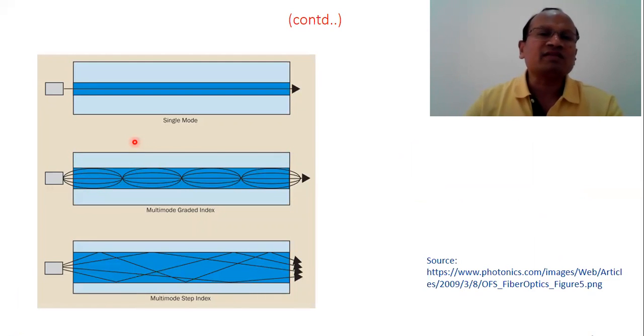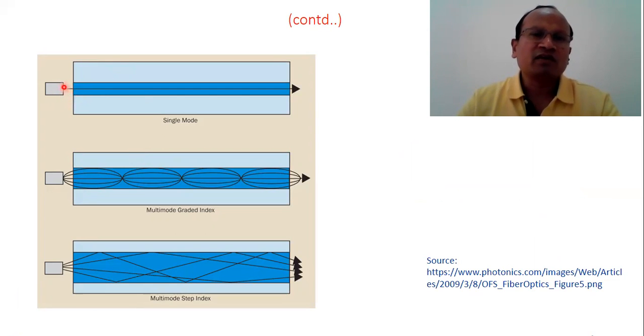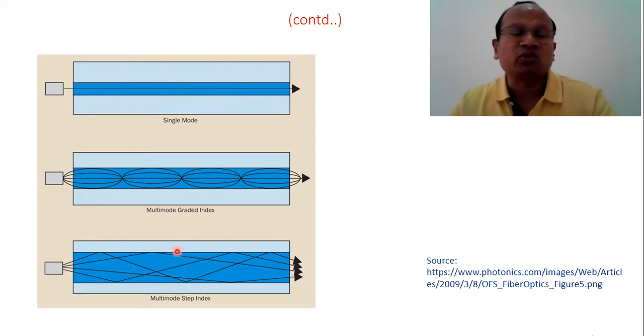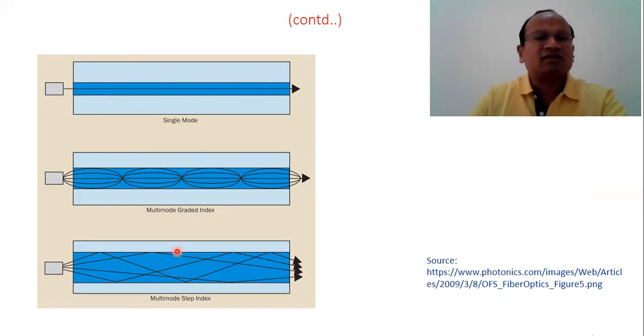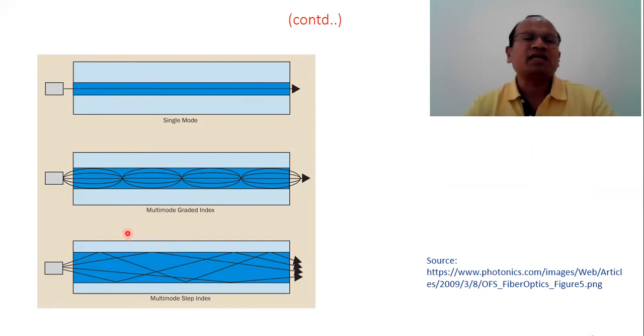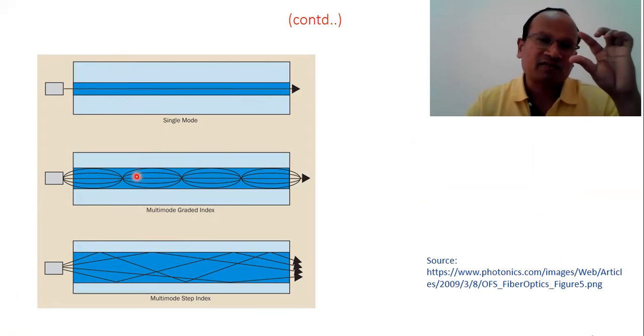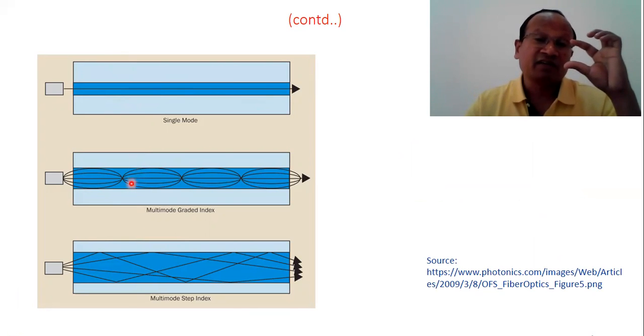Here we can see that single mode means there is only one pattern which is transmitting from one end to the other end. Whereas in the second and third diagram, you can see that it's multi-mode. Why multi-mode? There are different types of patterns, different field patterns, different modes of field which are traveling from one end to the other end.